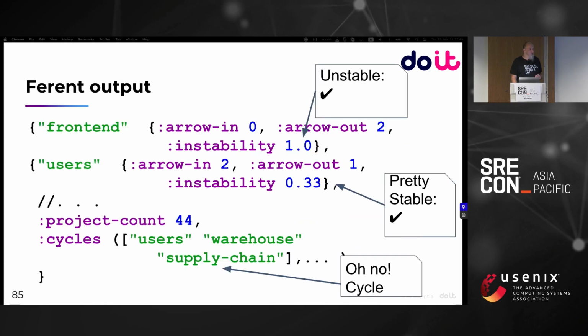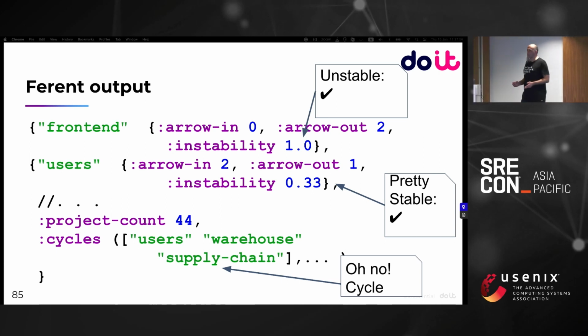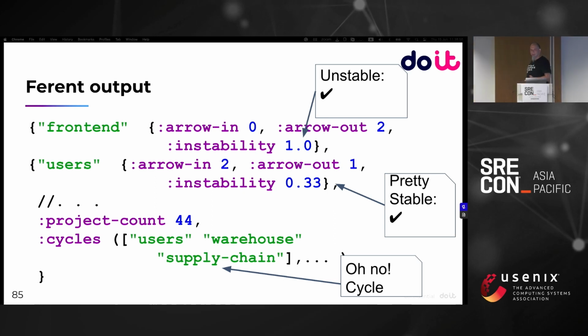So as we see here, it measures these projects, and getting back here again, this is the output. It counted which projects are dependent on which projects, and therefore it can tell you if there are cycles. It can tell you if the things that should be unstable are unstable. If you were to see that users, for example, had a very high instability count, you'd say, whoa, something's wrong here. And you would fix it, hopefully.